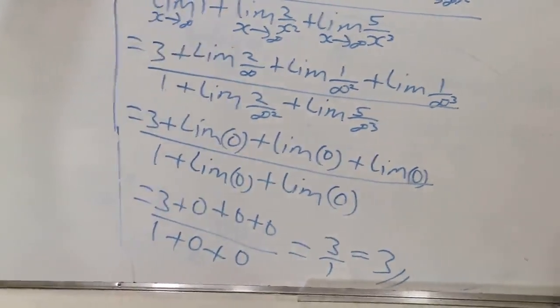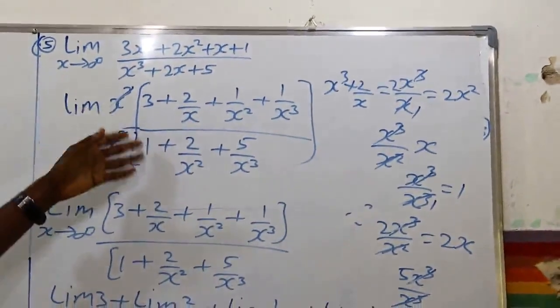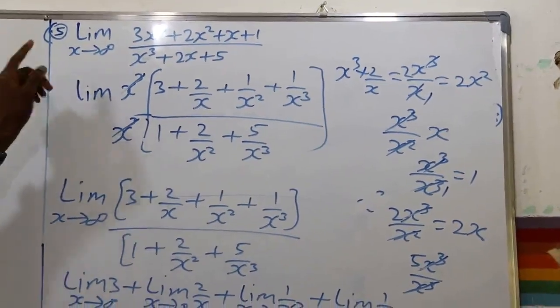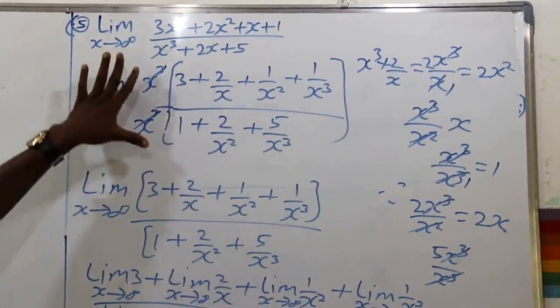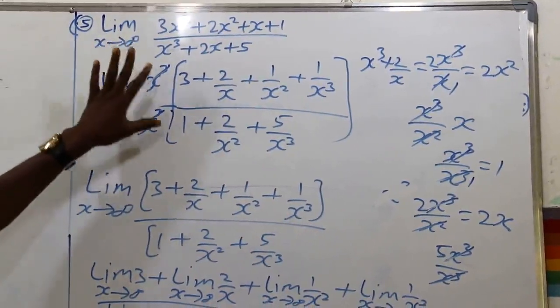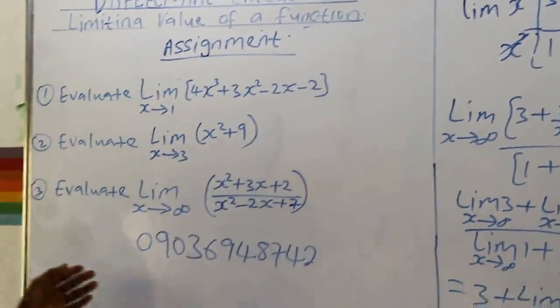So when your x is not equal to 0, these are the procedure. Provided that your x is not equal to 0, you factor out what is common among the numerator and the denominator. Now these are the examples, and these are the assignments for you.